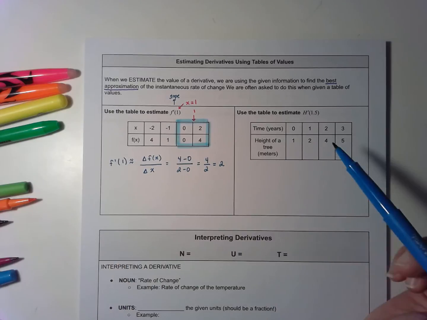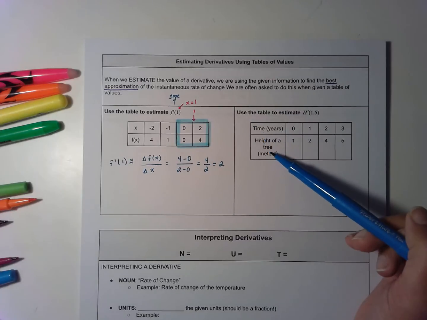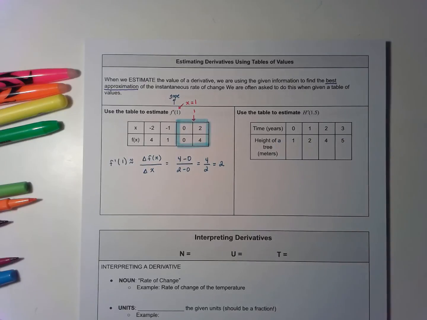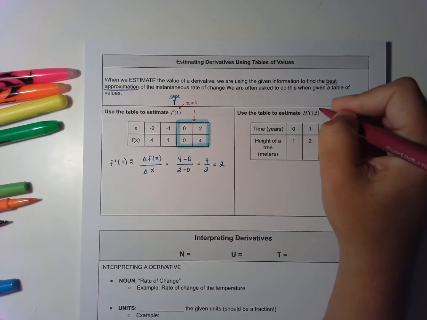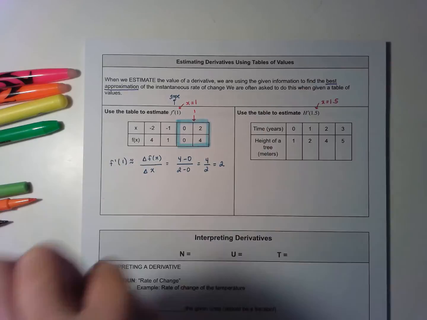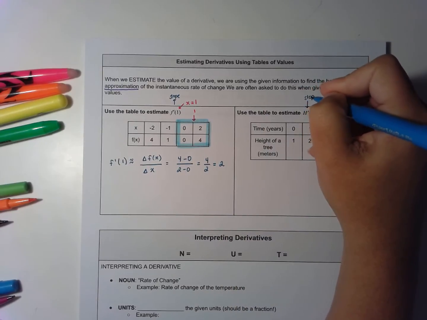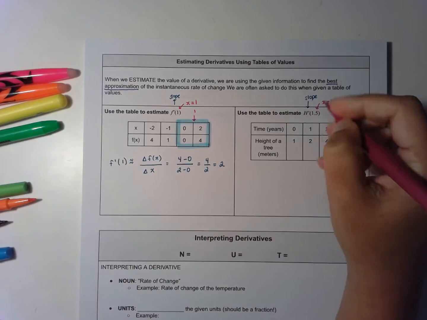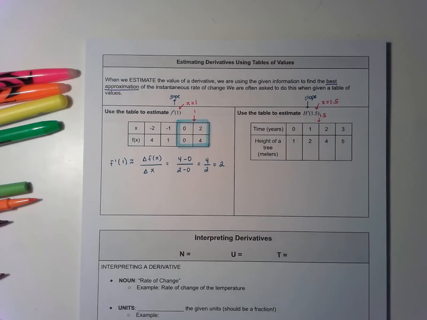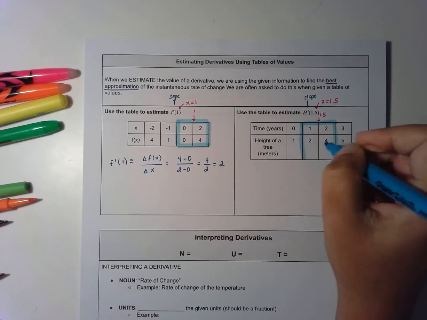Now, similarly, we can do this in a context. So sometimes we're given time and height of a tree, years and meters, in which case, when we do this problem, we're going to want to label our answer with units because the problem has units in it. Again, this is the x value that we're trying to find the derivative at, and h prime means find the slope. Now in this table, the 1.5 would go in between the 1 and the 2. So we're going to find the slope between these two points, which are the closest we can get to 1.5.